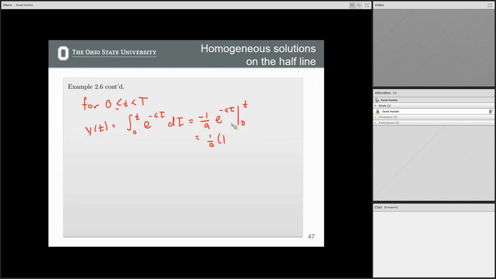Okay, so there are two parts. Let me not skip a step here. I'll keep the negative coefficient out front. Negative 1 over a, e to the negative a t, minus e to the a tau evaluated at 0 is equal to 1, right? So I get this equation for this range here.